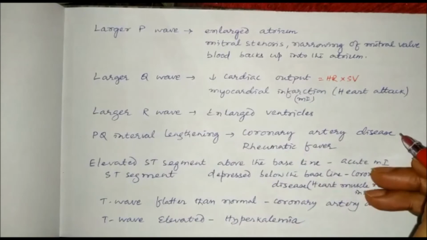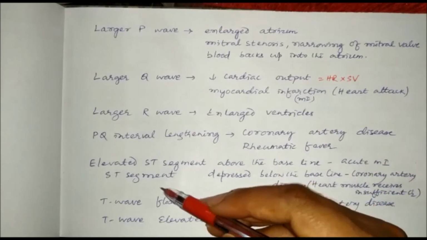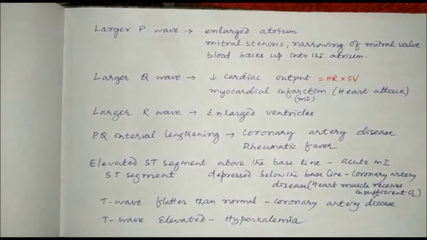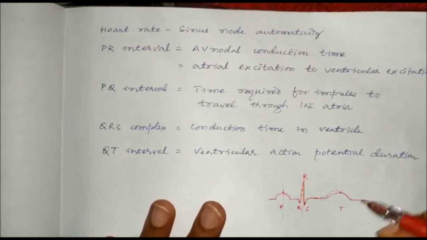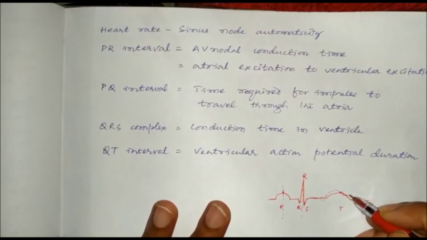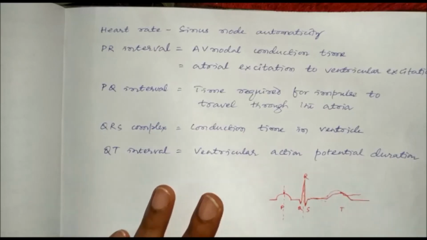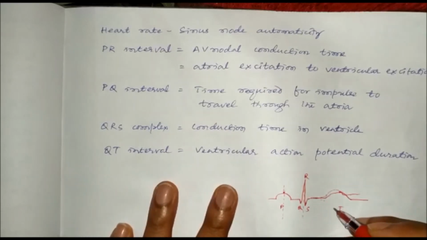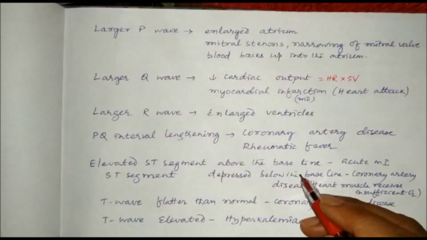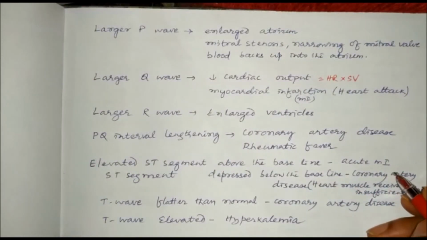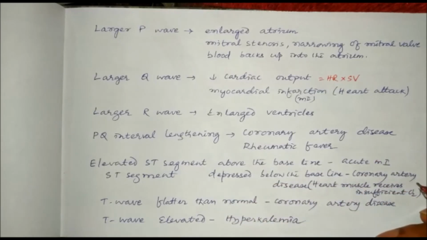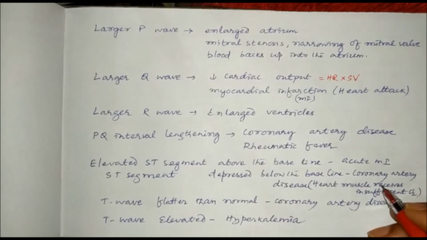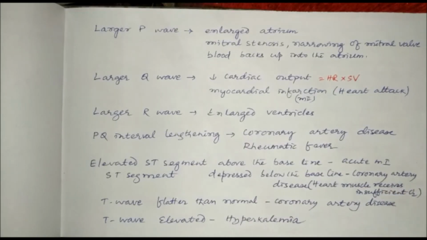When there is an elevated ST segment above the baseline, so suppose this is the baseline, above the baseline there will be a T wave like this. So it can be above the baseline, or it can be below the baseline also. If it is above the baseline, then we can say there might be acute myocardial infarction. And if the ST segment is depressed below the baseline, then the person may be suffering from coronary artery disease, and the heart muscle is receiving insufficient oxygen.